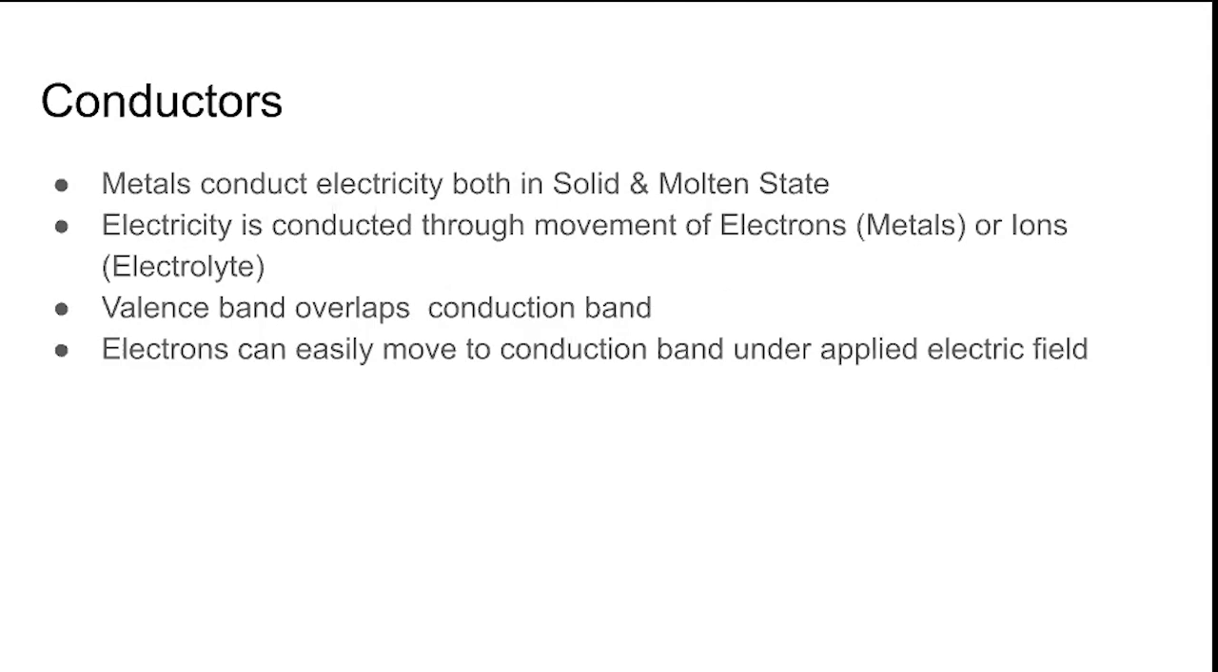Conductors, because they are metals, can conduct electricity in both solid and molten state. If they conduct electricity through movement of electrons, they are called metals, or if they conduct electricity through ions, they are called electrolytes. As you saw in the last diagram, the valence band overlaps the conduction band. Electrons can easily move to the conduction band under an applied electric field.